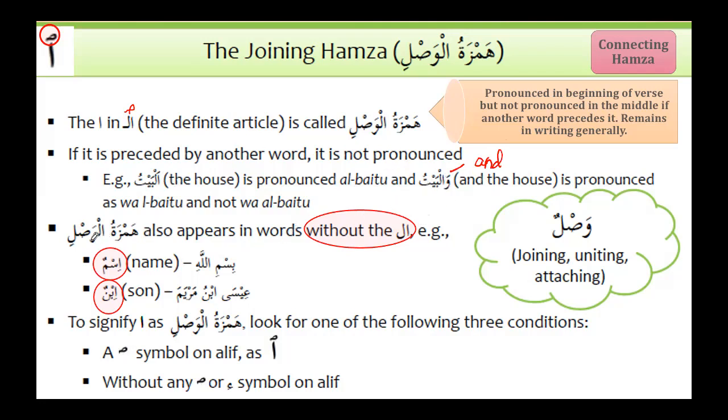Now, Hamzatul Wassel also can show up in words without the al. For example, right here, this is ismun. There's no al here, but this is a Hamzatul Wassel here. We're going to look at this example more today. Ibnun. So you would say Isabnu Maryam. You're not going to say Isa ibnu Maryam, because it's in the middle, so you join it and say Isabnu Maryam. Again, it looks like a little swat on top of the alif. So even if there's no symbol on it, it is Hamzatul Wassel.